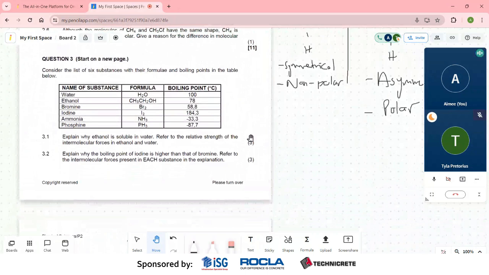Consider the list of 6 substances with their formulae and boiling points in the table below. 3.1. Explain why ethanol is soluble in water. Refer to the relative strength of the intermolecular forces in ethanol and water. Okay, so there is a solubility rule.